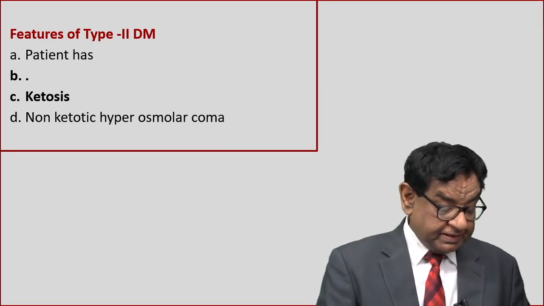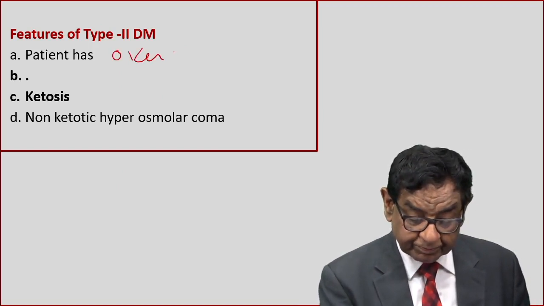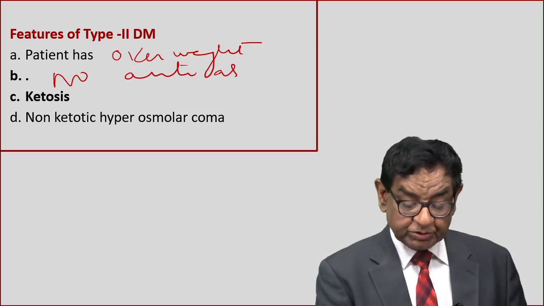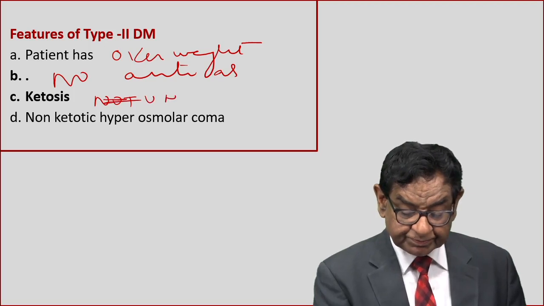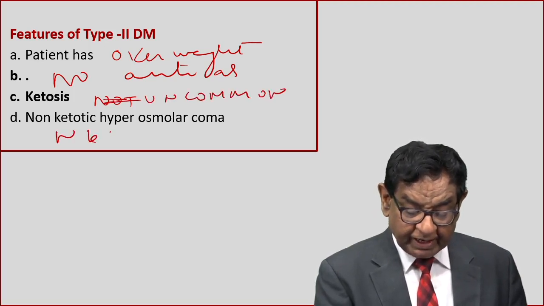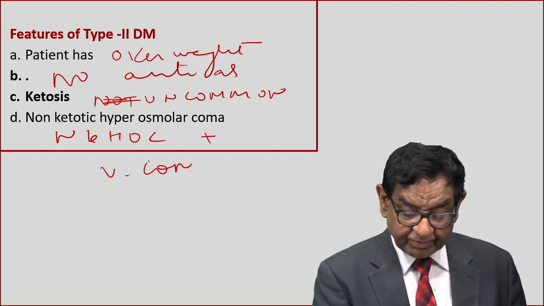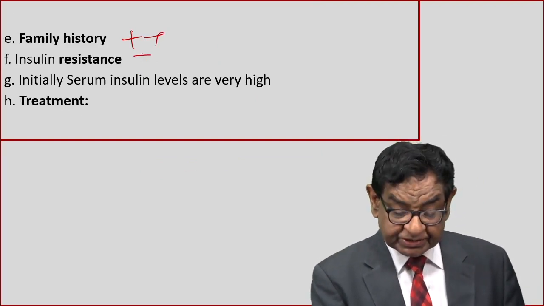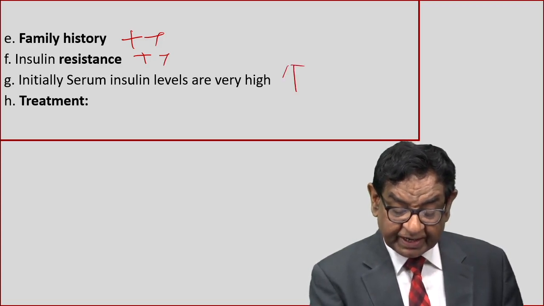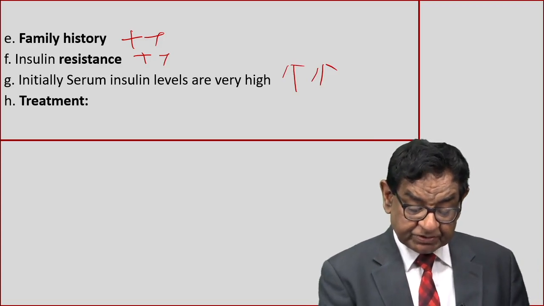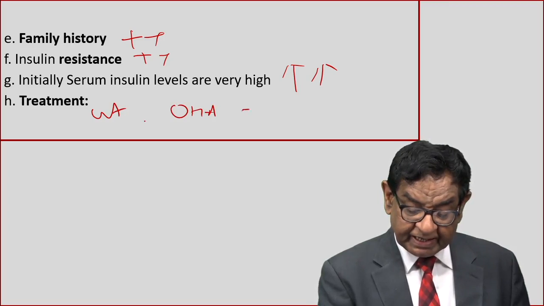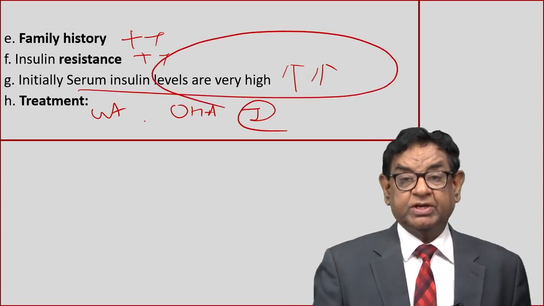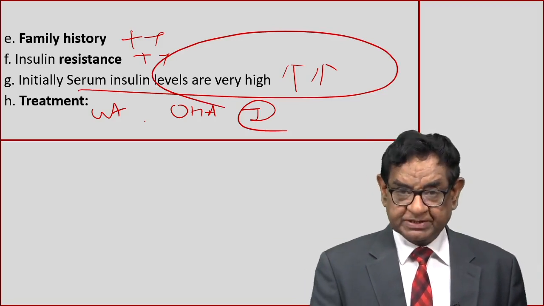What are the features of type 2 diabetes? These patients usually are overweight and have no autoantibodies. Ketosis is not seen or is uncommon. Non-ketotic hyperosmolar coma is very common if not treated properly, of course. Family history is strongly positive. Insulin resistance is there, and initially serum insulin levels are very high, that means a stage of hyperinsulinemia. Treatment is weight reduction, oral hypoglycemic agents, and lastly insulin, which is required in some cases only. But the question is, in these cases serum insulin level is more than normal, but still the patient is hyperglycemic. Why? This I am going to discuss soon.